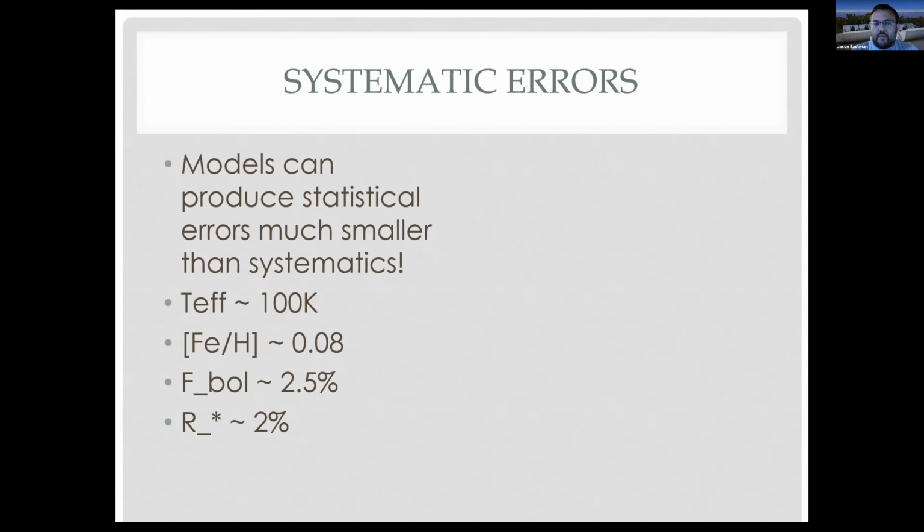But I want to caution you that in the age of Gaia, it's very, very easy to get statistical errors that are much smaller than the systematic errors. And so if you find yourself quoting errors that are lower than 100 degrees in effective temperature, or 0.08 dex in metallicity, or about 2% in radius, you should be worried that you're actually systematics dominated, and you're going to over or underestimate the errors in not only your star but in your planet.